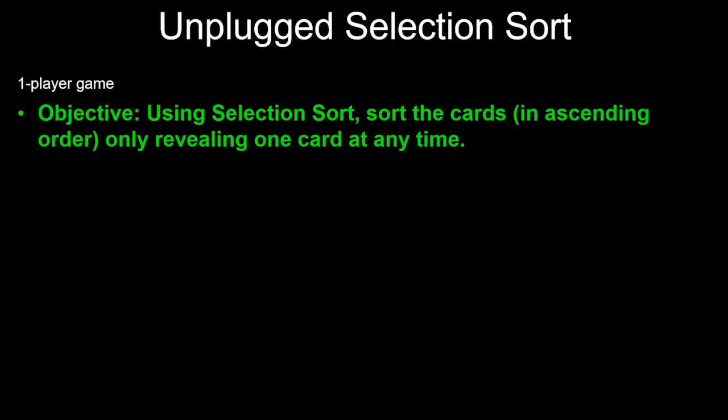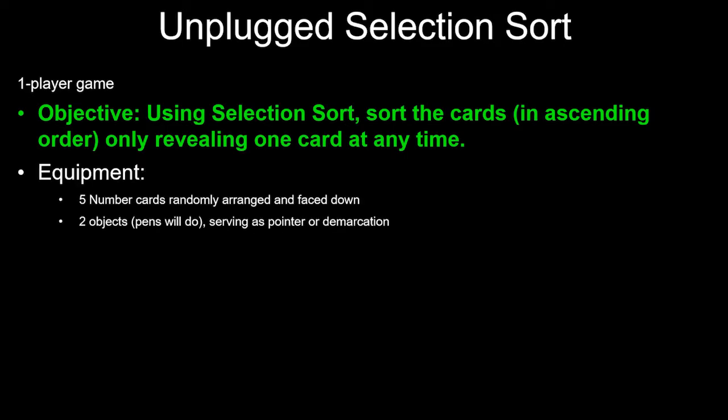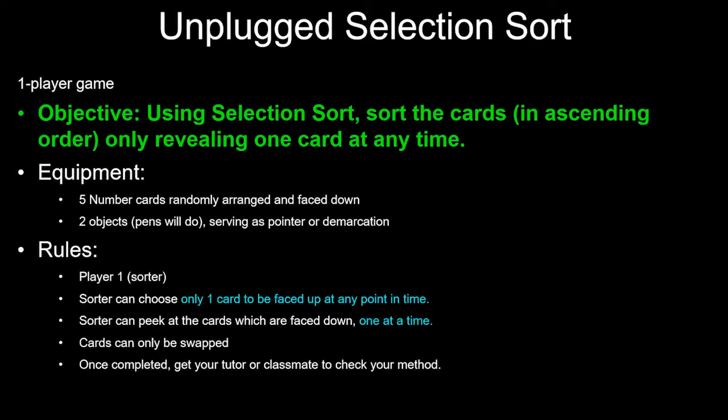Objective: use selection sort to sort the cards in ascending order, only revealing one card at any time. You can make use of 5 of the number cards that were given to you, randomly arranged and facing down, and 2 objects like pens or erasers that will serve as a pointer or a demarcation tool. You can only choose one card to be faced at any point in time. You can pick at the cards one at a time. Cards can only be swapped. Once complete, get your tutor or classmate to check your method.